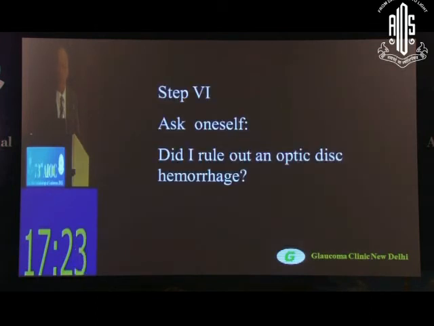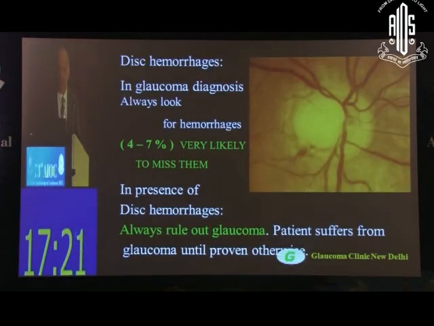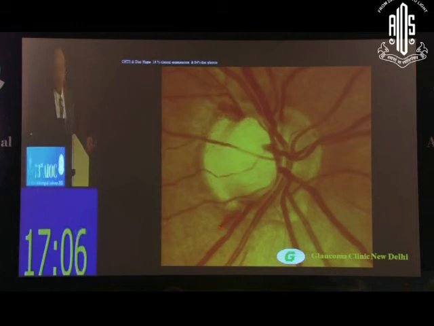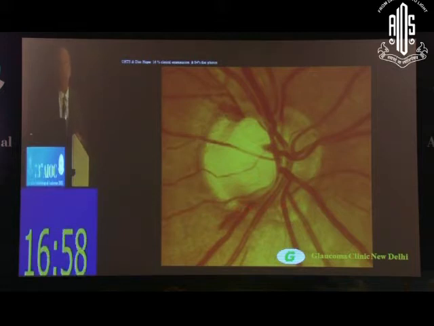Disc hemorrhages, also called Drance hemorrhages, are very important because in a normal population, only about 0.4% would have disc hemorrhages. But in a glaucomatous population, 4 to 7% would have disc hemorrhages. Very, very important to pick up these hemorrhages, splinter-shaped, and typically you'll miss them. You've got to ask yourself, did I look for a discontinuous blood vessel? Because that's how you're going to pick up a disc hemorrhage.